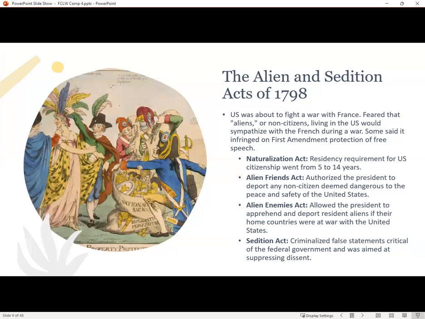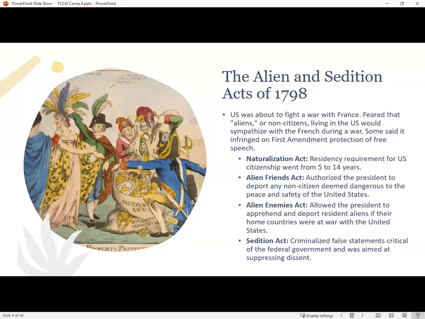One was the Naturalization Act. They made a change. Instead of waiting 5 years, it moved it to 14 years to live in the country to become a U.S. citizen. The Alien Friends Act was for people that the president could deport, any non-citizen, if the president felt they were a danger to our peace and security. Then we had the Alien Enemies Act, and this one needed, I guess, more compelling evidence, and it did allow the president to apprehend and deport resident aliens, so they had gotten their residency.